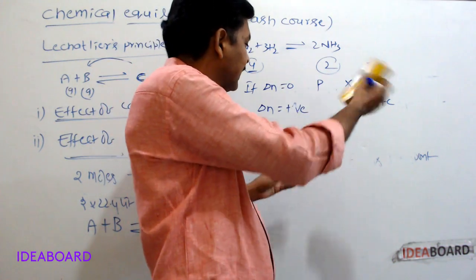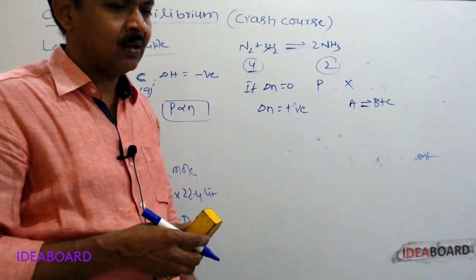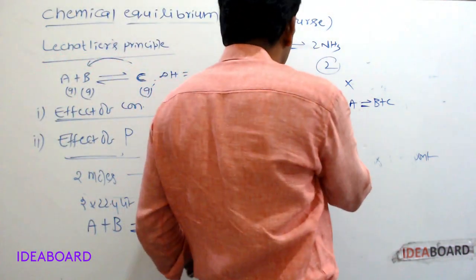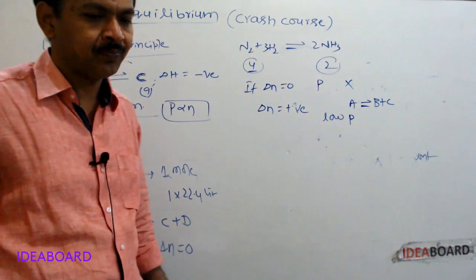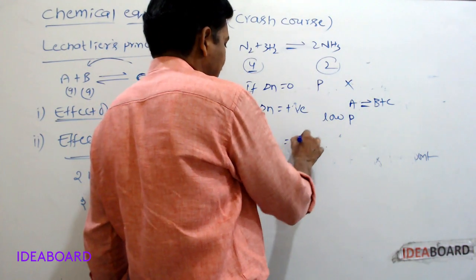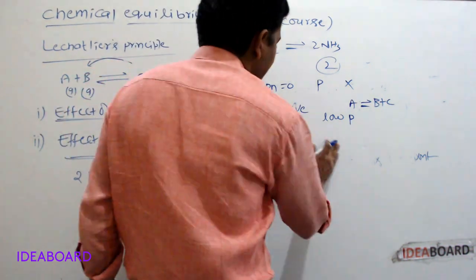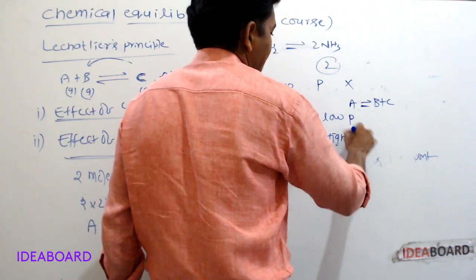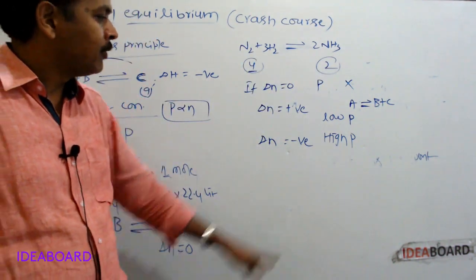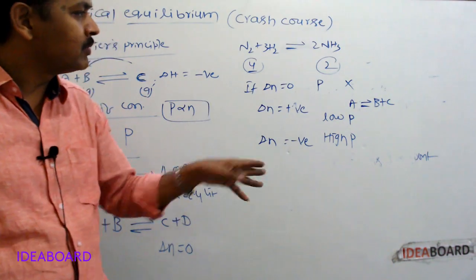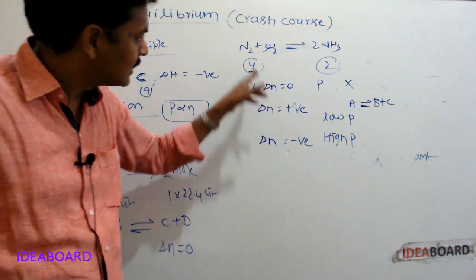So if high pressure is maintained, it favors backward reaction. So if delta N is positive, low pressure is favorable. Low pressure is required. If delta N is negative, it means high pressure is favorable. See, 4 moles to 2 moles. If we maintain high pressure, then equilibrium shifts in the direction in which there is a decreasing of pressure, that is a decreasing of number of moles.